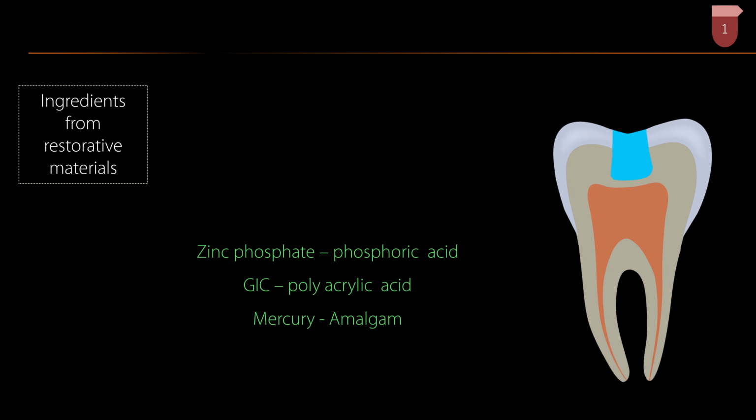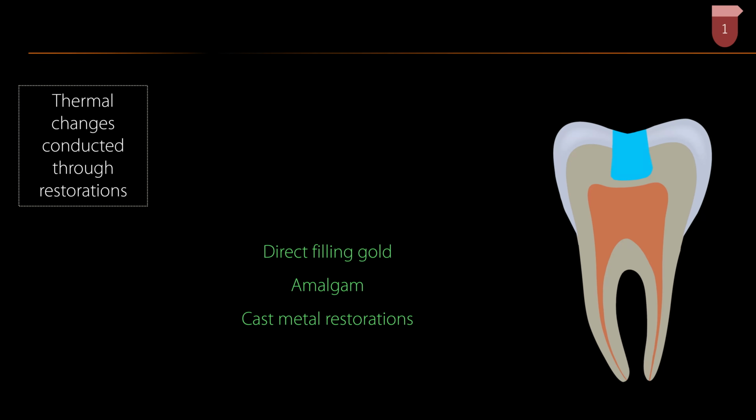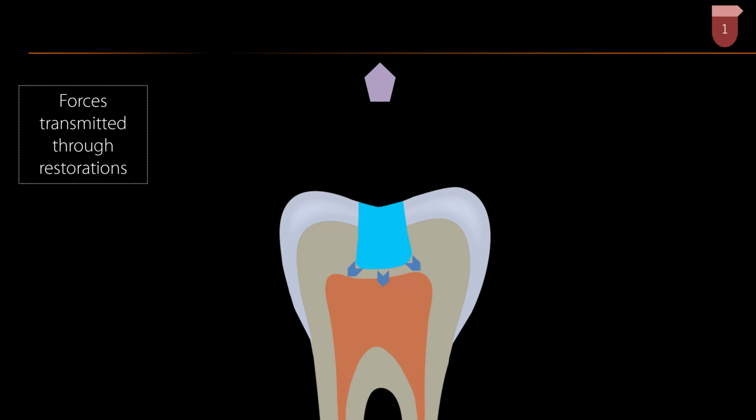Certain ingredients from the restorative materials, for example phosphoric acid from zinc phosphate cement, polyacrylic acid from glass ionomer cement, mercury from dental amalgam, all can cause some form of problem or irritation to the dental pulp. The thermal changes conducted through the restorations, for example the metallic restorations like direct filling gold, dental amalgam, cast metal restorations, whenever the patient is eating something cold or hot, the temperature difference can be transmitted to the dental pulp through these metallic restorations.